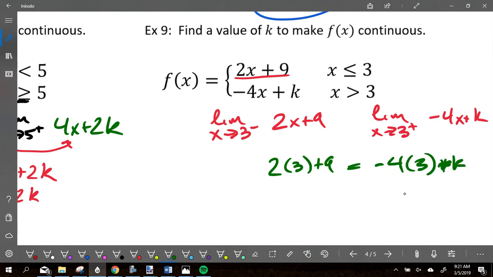And so he's going to set them equal and plug in his x value. That's a k. 6 plus 9 equals negative 12 plus k. Add 12. 15 plus 12. 27 is k.